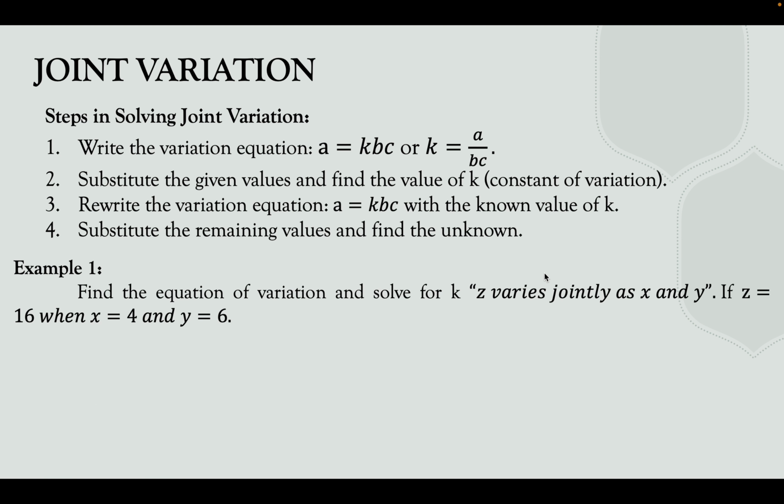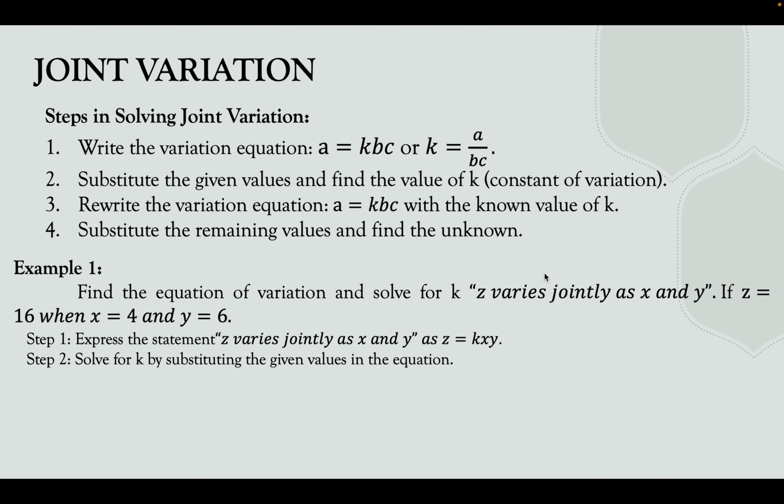Example number 1. Find the equation of variation and solve for K if Z varies jointly as X and Y, if Z equals 16 when X equals 4 and Y equals 6. So step number 1, we need to express the statement Z varies jointly as X and Y as Z equals K times X times Y. And in step number 2, solve for K. We just need to substitute the given to find the constant of variation.